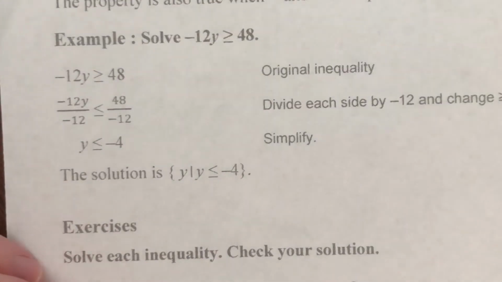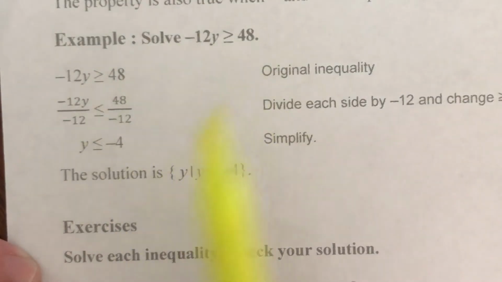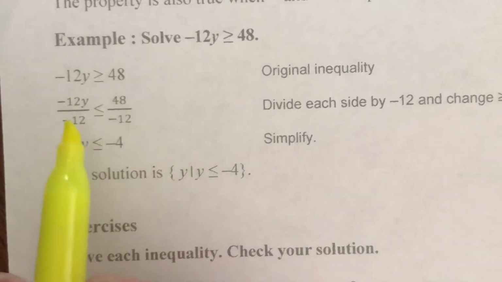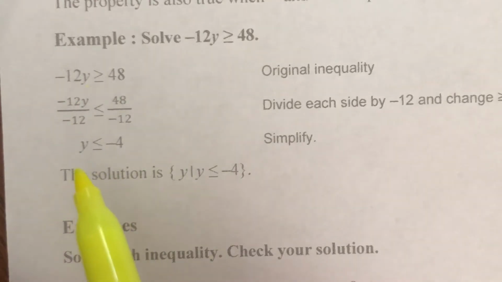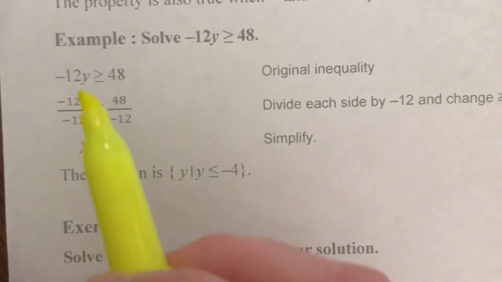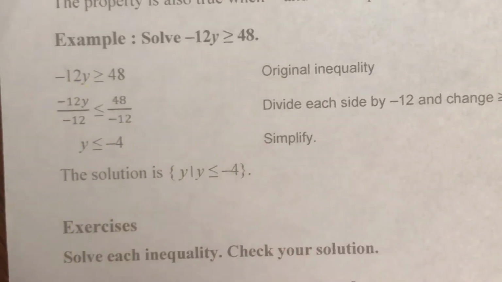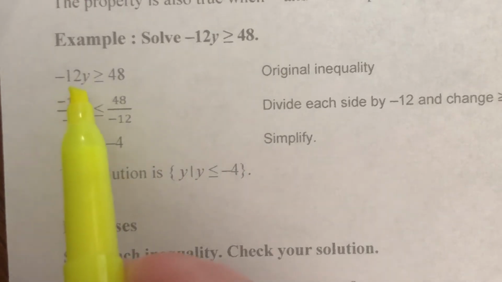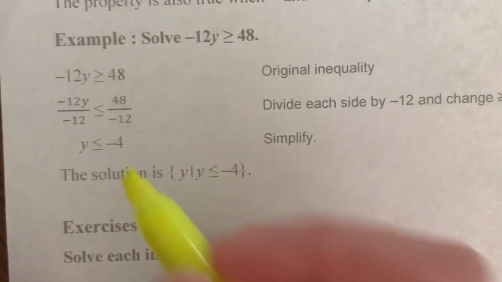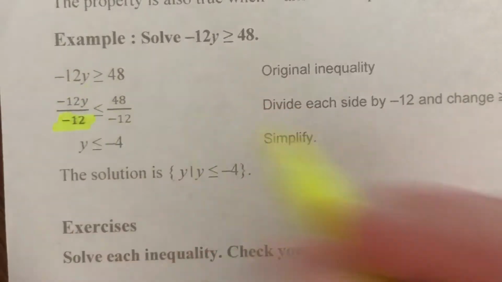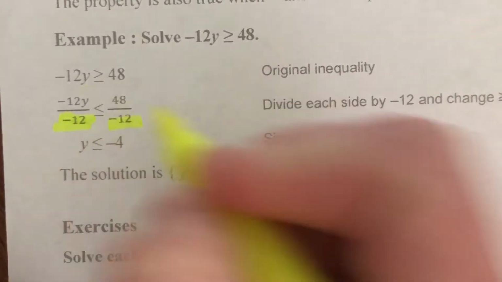All right, we have this example, and it is negative 12y is greater than or equal to positive 48. So we have our problem, and then to get y by itself, don't get confused and say, okay, well, it's minus 12, so to get rid of minus 12, I need to add 12. No, this is not saying y minus 12. This is saying negative 12 times y. So to get rid of times this negative 12, we have to divide by negative 12. And of course, whatever I do on one side of my inequality, I have to do on the other.